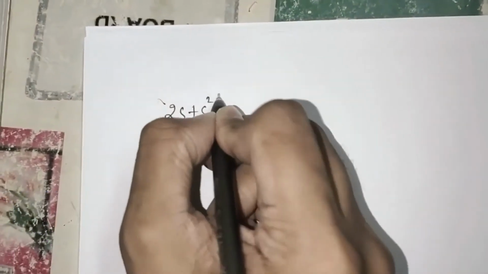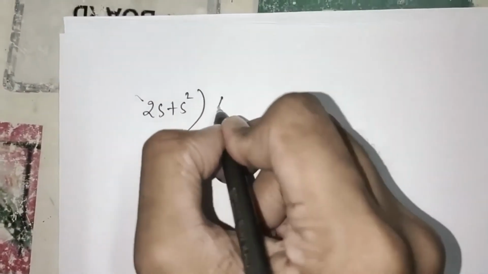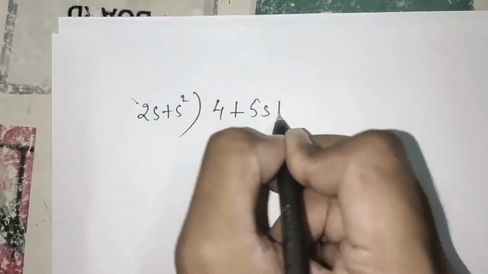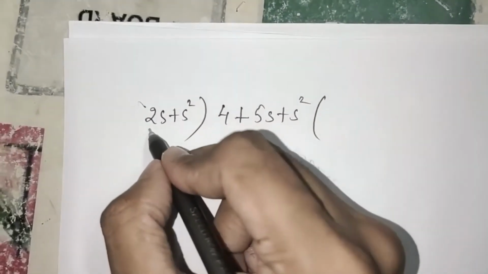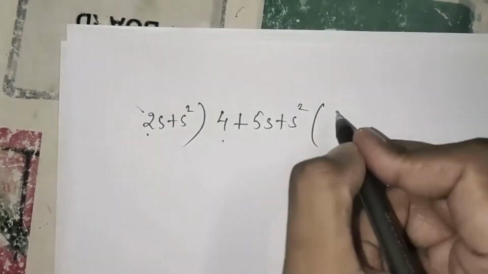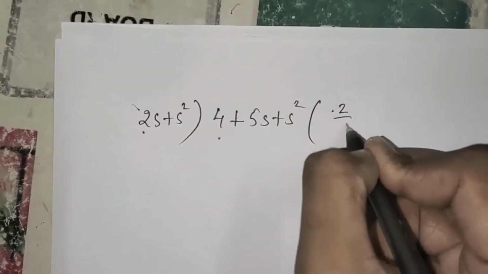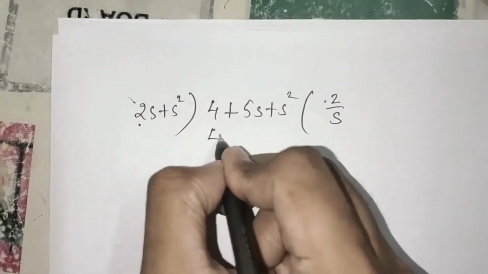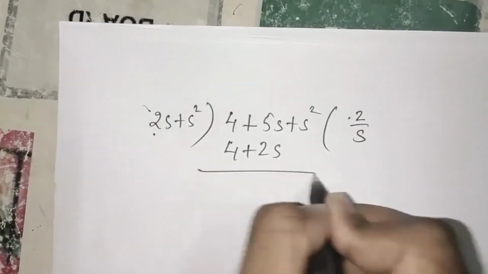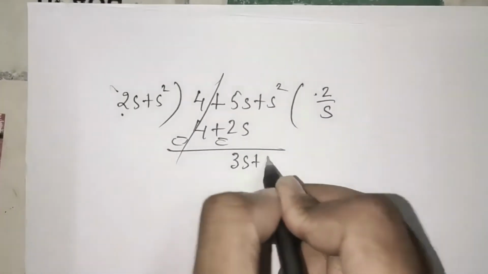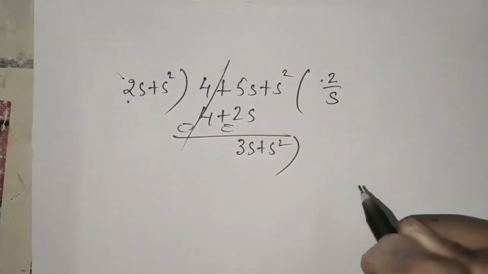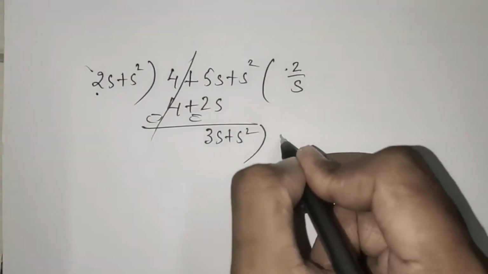2s plus s square, 4 plus 5s plus s square. So here I have 2s, here I should get 4, so I should multiply by 2 by s. So I'll get 4 and here I'll get 2s. So this is 3s plus s square. Since the remainder is positive, this is carried forward here.